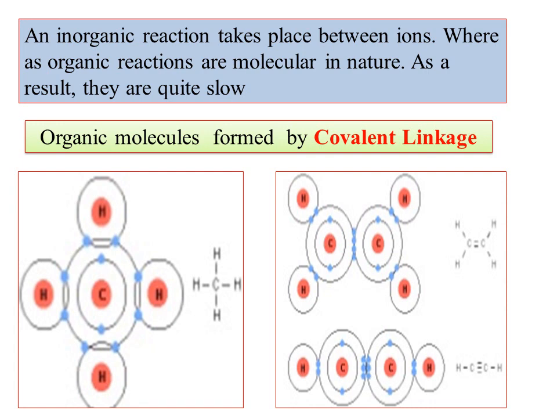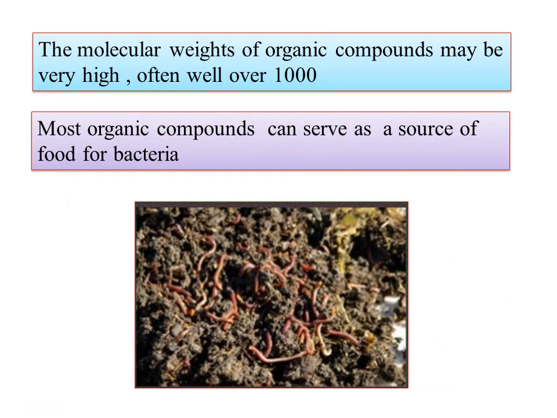And these reactions are very slow reactions because they are molecular in nature. So we have to split that into ions. Then the later reaction takes place. When you consider the inorganic, they are already in the form of ions. They are already in cation and anion form. Therefore, those reactions are instantaneous. Whereas the organic reactions are slow reactions.